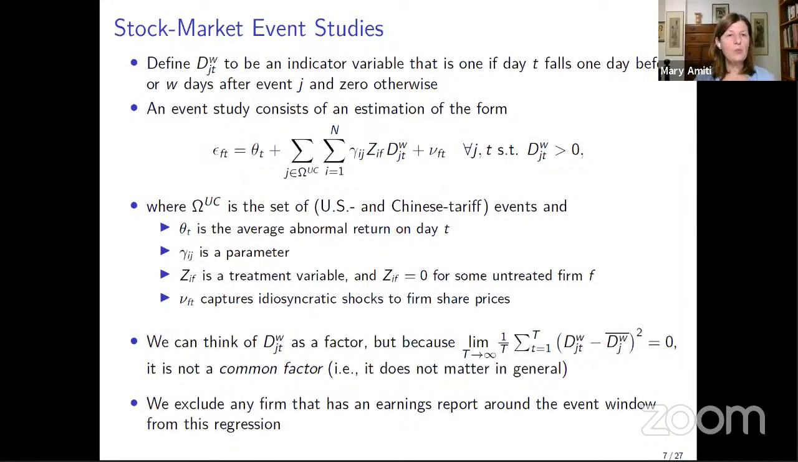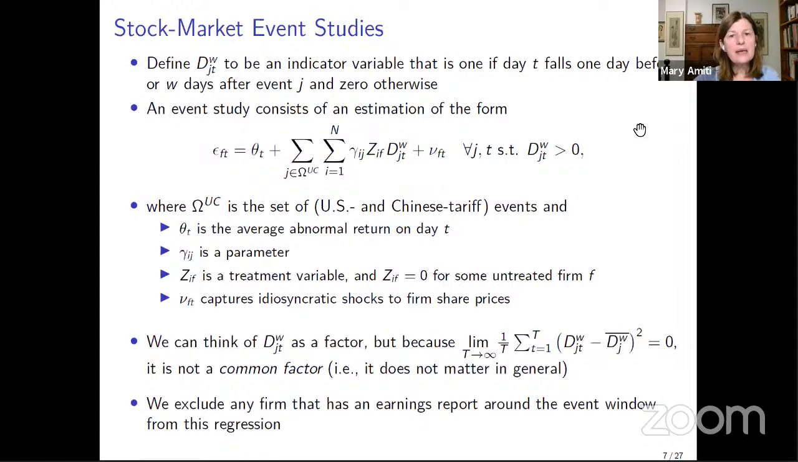Then for D, we're going to use three-day windows. D will be 1 for the day before the announcement, the day of the announcement, and the day after. We experiment with shorter and longer windows as well, but our baseline is 3, and the reason we chose 3 days is because that's standard in the literature. So we're just following that.